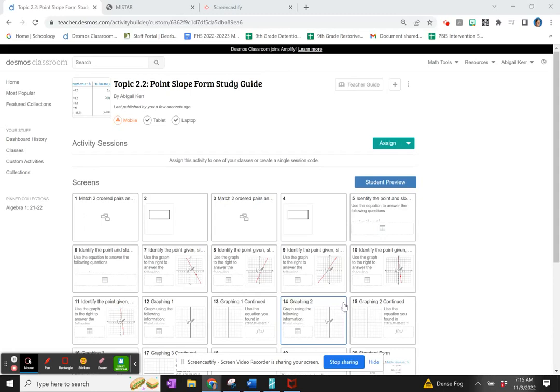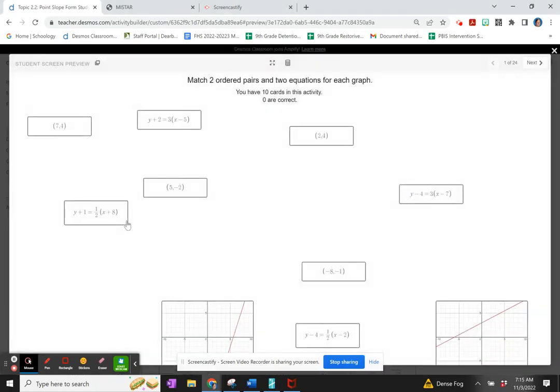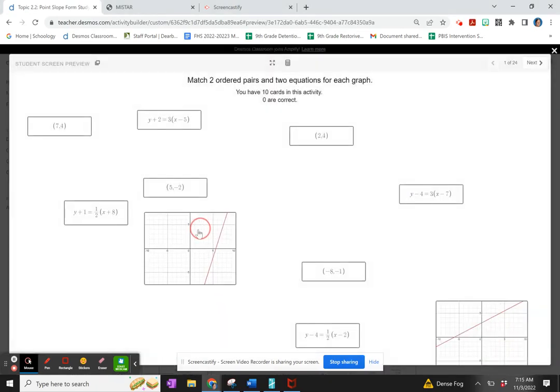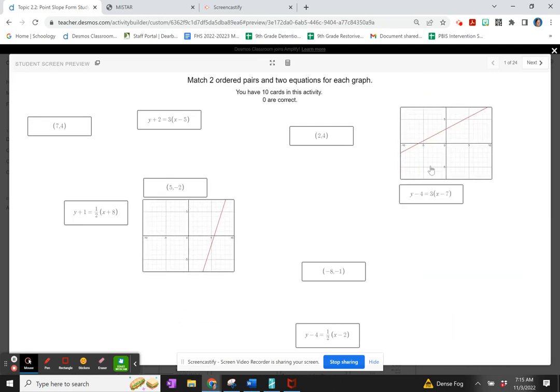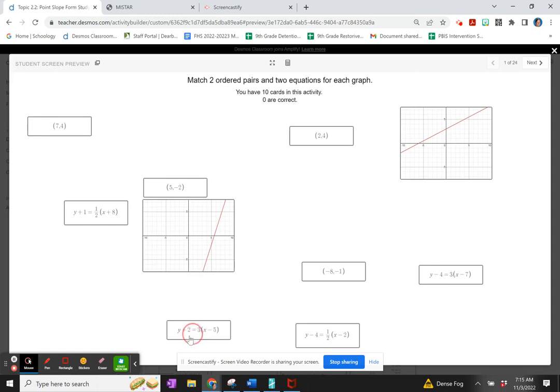In this video, we are going to go over topic 2.2 point slope form study guide. So the first few slides are matching. What I recommend you do is put the graphs to the sides, because that's kind of going to be like the heading. It's what we're going to look at.